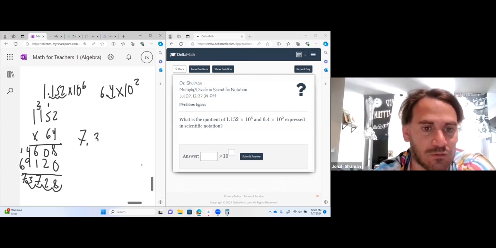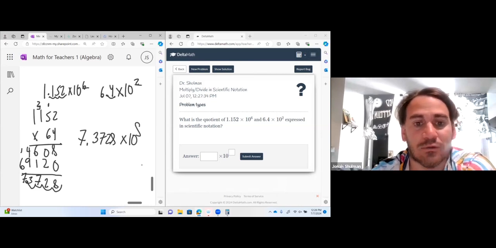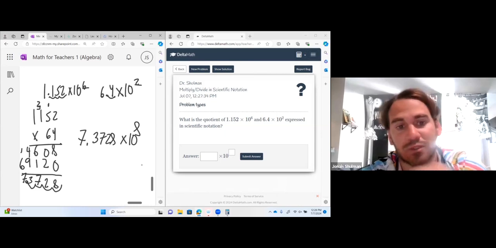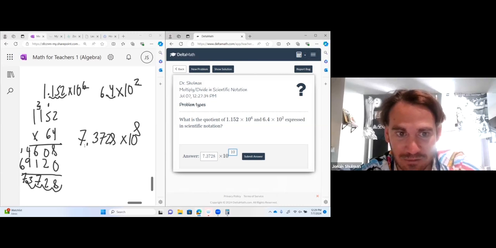So 7.3728 times 10 to the, what's 2 plus 6? 8. I was trying to have one that had an extra piece here, so we have to move it up a space. But what can you do? It's just the way the cookie crumbles. 7.3728 times 10 to the 10. If this was 73, and when we worked it out, we'd have to move it one more place. It'd be 10 to the 9th. But our answer is 10 to the 8th.